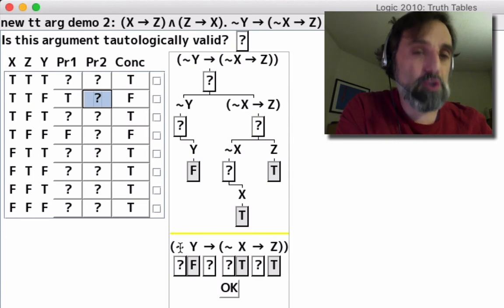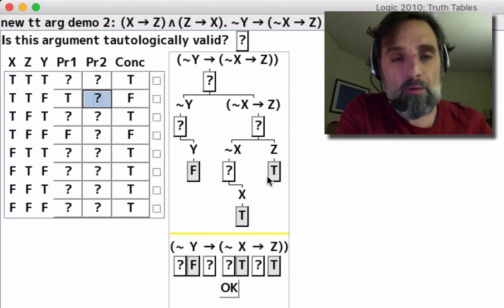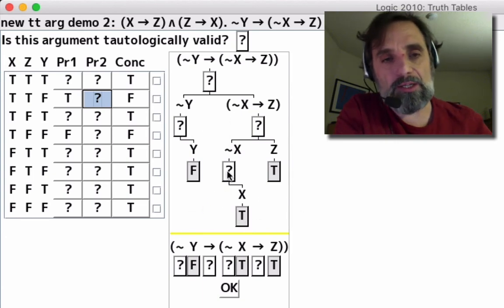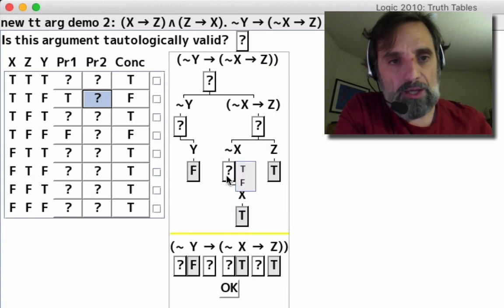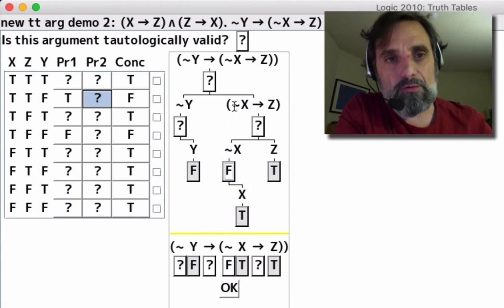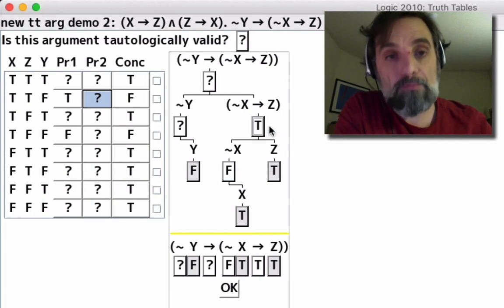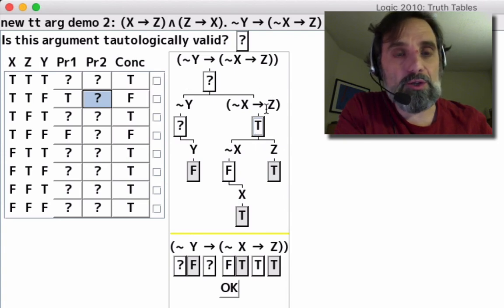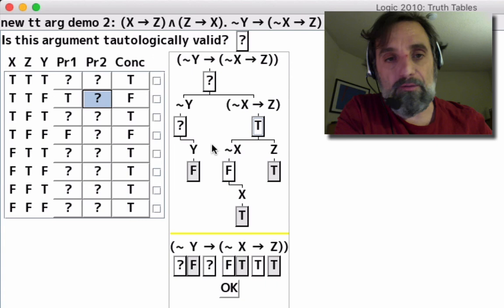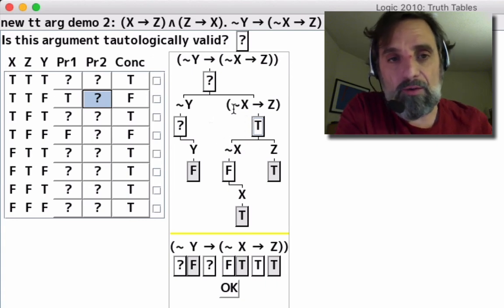Okay, so let's see. Well, we'll just start from the bottom. So there's x. Negation x is false because x is true. Here we have a conditional, false arrow true. False arrow true is true. Okay, so we have a conditional whose consequent is true. Well, if we don't remember this, it turns out that if you have a conditional whose consequent is true, then the conditional is true.